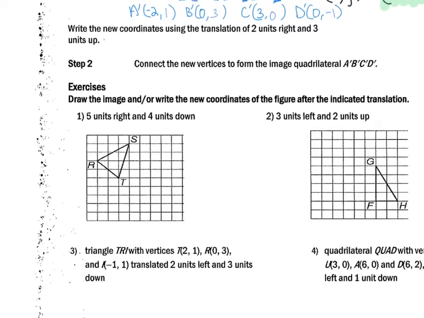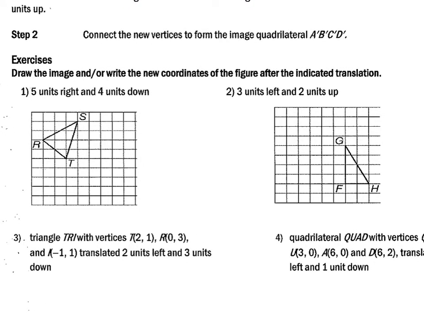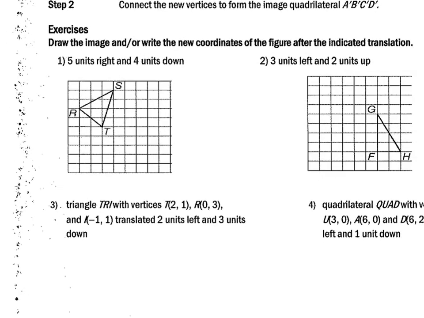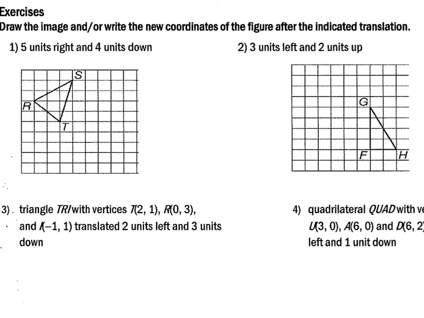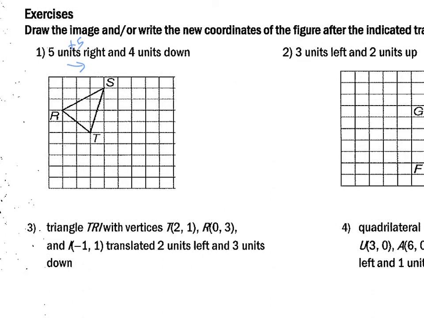Okay, so down at the bottom, draw the image and/or write the new coordinates of the figure after the indicated translation. So since they give us the picture on 1 and 2, I'm just going to draw them. I'm not going to write the coordinates. So 5 units to the right, so my x value would be +5, but we're not going to write the coordinates. And then 4 units down. If I was going to write the coordinates, I would be subtracting 4 since we're going down.